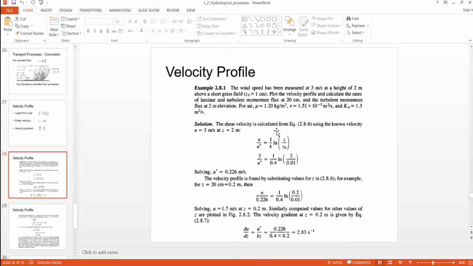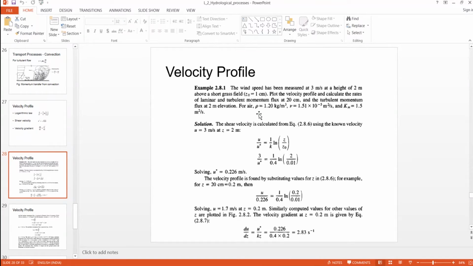So here there is a numerical problem. A wind speed is measured at 2 meters as 3 meters per second above a grass field, where the z naught, which represents roughness height, is equal to 1 centimeter. We need to plot the velocity profile and calculate the rates of laminar and turbulent momentum fluxes at 20 centimeters, and we also need to compute the turbulent momentum flux at 2 meters elevation.